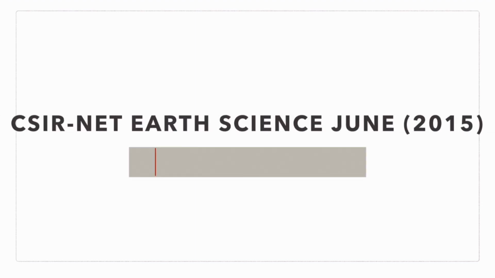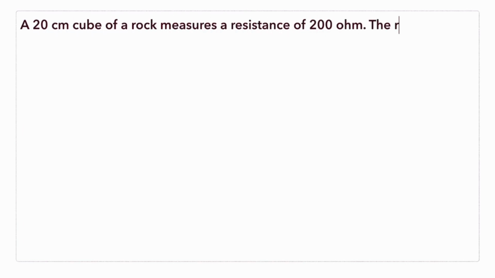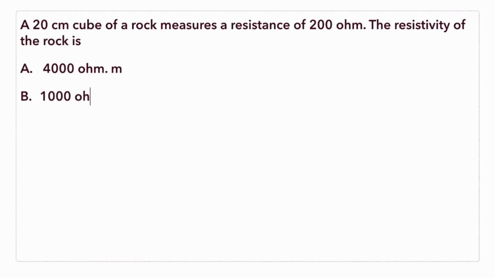This is the third video of the CSIR NET Earth Science June 2015 problems. The problem is related to the resistivity method. A 20 centimeter cube of a rock measures a resistance of 200 ohm. The resistivity of the rock is 400 ohm meter, 1000 ohm meter, 800 ohm meter, or 40 ohm meter.